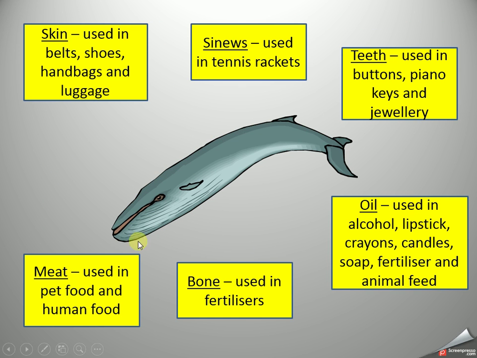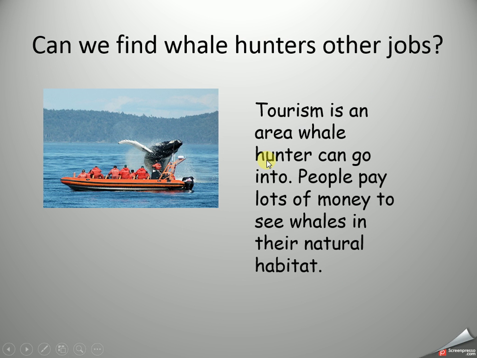And these are the kind of random things that the whale can be used for. So the skin in belts and shoes. I'm not sure I'd want a belt made of whale skin, but some people are weird like that, I suppose. Teeth in pianos. You've got the oil, which is used in lipstick, crayons, candles, soap, fertilizer. Bone, which is used in fertilizers, would you believe? And meat, which is used in pet food, and for human food. But like I said, the Japanese love the whale meat, so they like to hunt that.